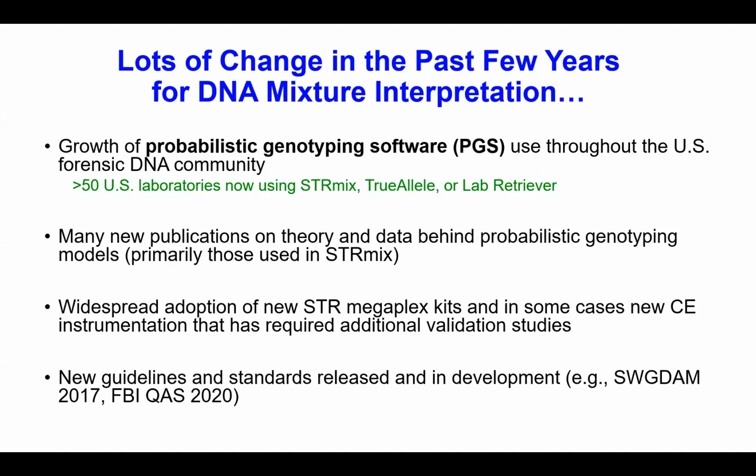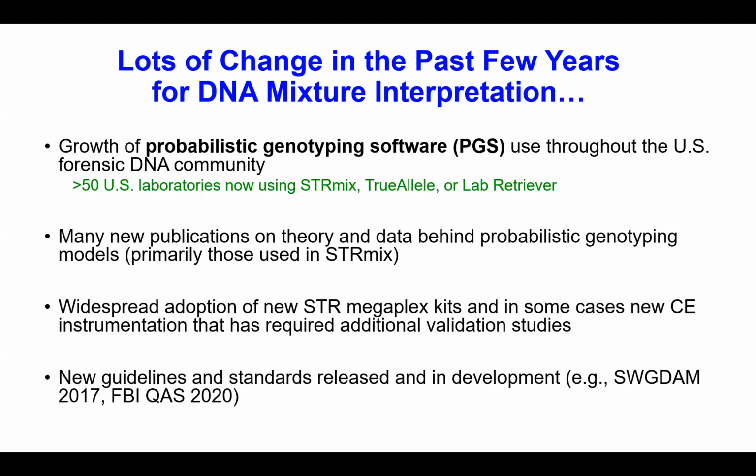There's been a lot of change in the last few years for DNA mixture interpretation. There's been dramatic growth in the use of probabilistic genotyping software, or PGS, as we'll sometimes refer to it in this presentation. More than 50 labs are now using STRmix, TrueAllele, Lab Retriever, and the Forensic Statistical Tool, or FST, has been used by New York City for a number of years as well. There are many new publications on the theory and data behind probabilistic genotyping models.